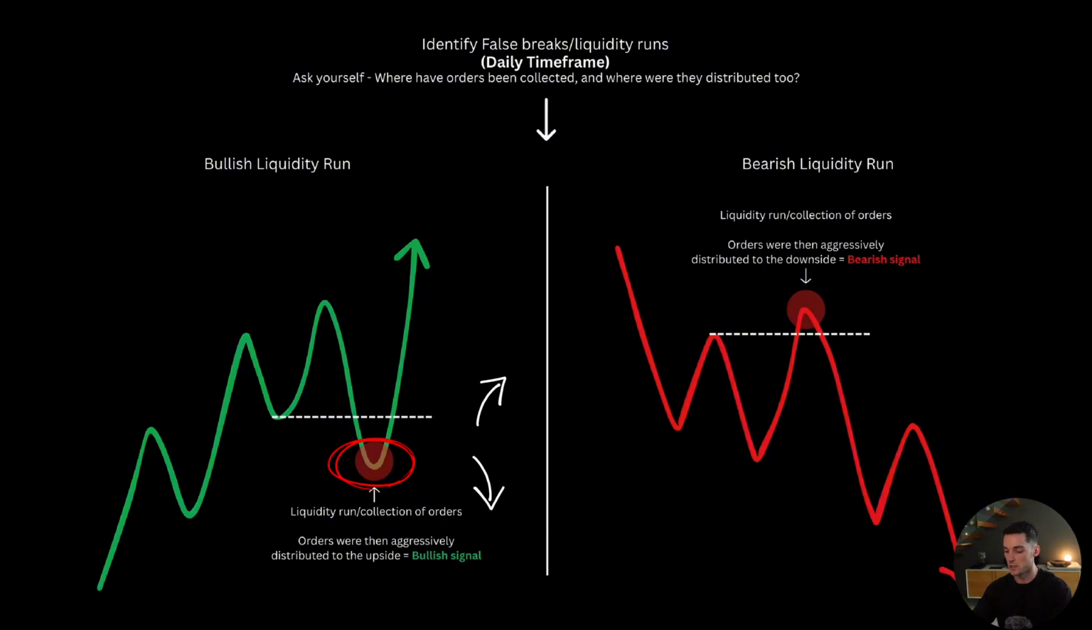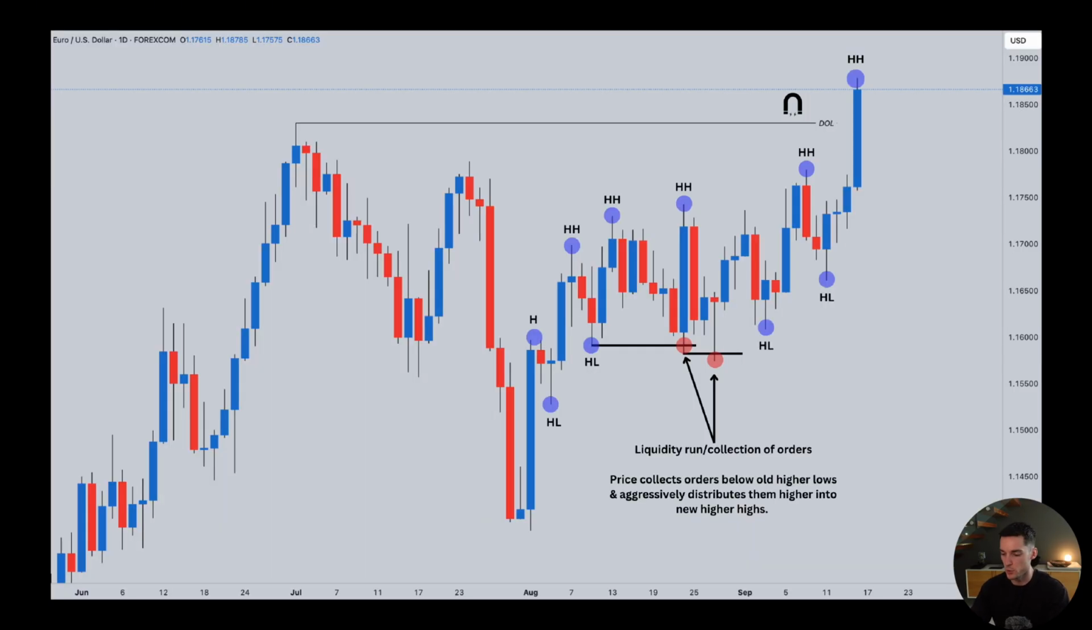Or did it simply collect those orders and then distribute them in the opposing direction? And this is going to tell us the intention of where price truly wants to move. So looking at this example here on the daily time frame, you can see that we have this minor uptrending structure. We have our higher highs and our higher lows. And you can see what price is actually doing is it's dropping down below the old higher lows, collecting those orders and then aggressively distributing them higher to create new higher highs.